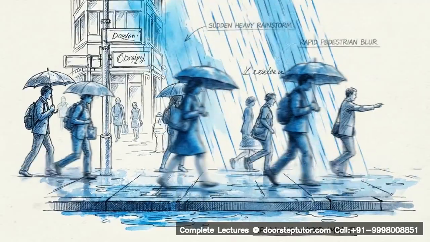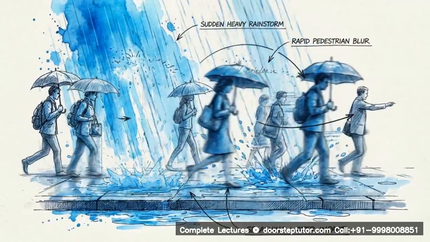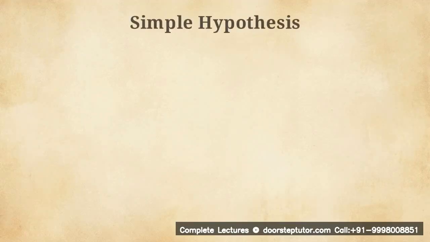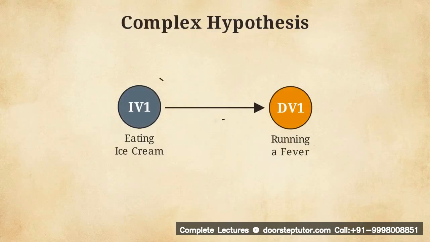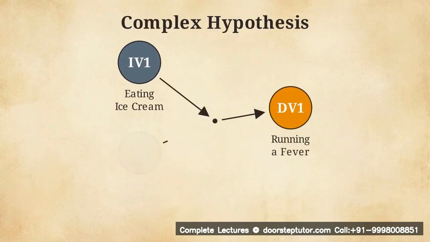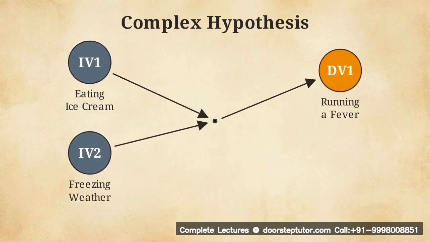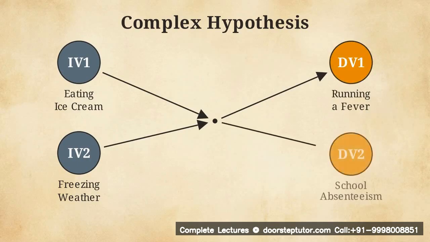The catch is that the real world rarely operates in a clean vacuum. Environments shift, and new factors constantly bleed into the equation. To mirror reality, researchers upgrade to a complex hypothesis. We introduce a second independent variable alongside the ice cream, like freezing weather. Because causes scaled, outcomes scale too. Dependent variables expand from running a fever to measuring school absenteeism.